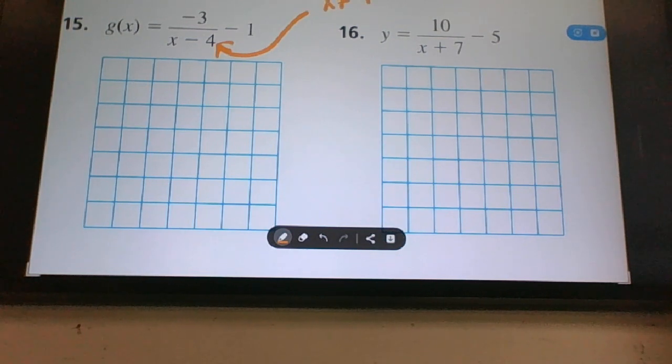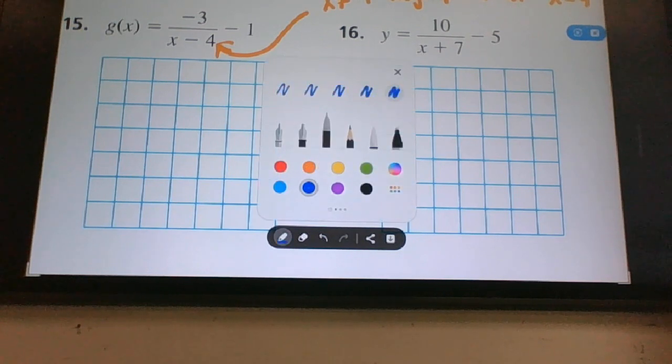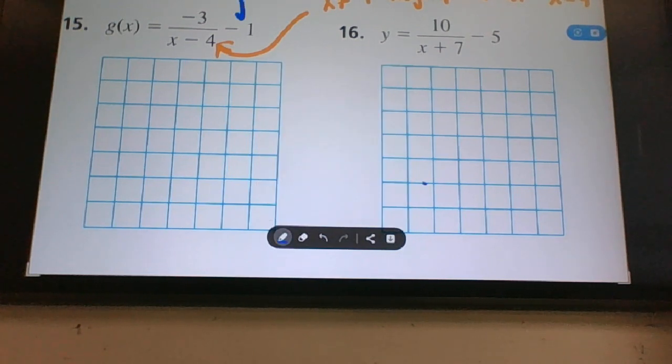I see that it can't be 4 because 4 would create a 0 down there, and that's a rule breaker. So that means we have an asymptote at x equals 4. And then I see this minus 1. That will be the other asymptote.